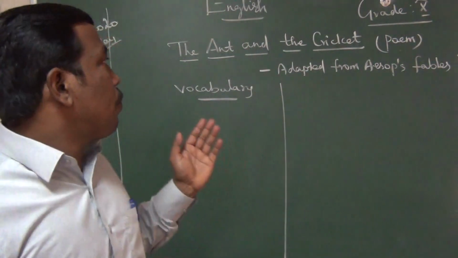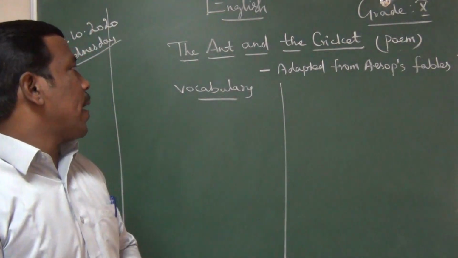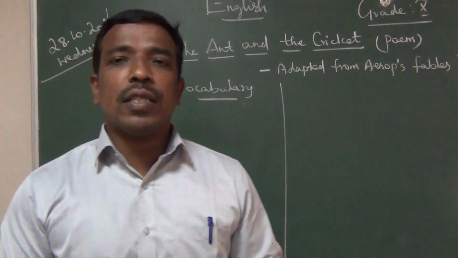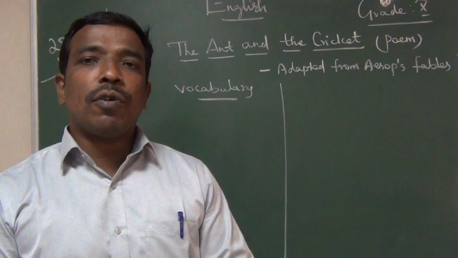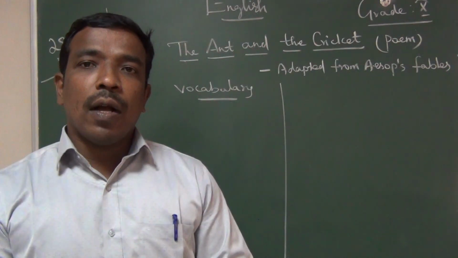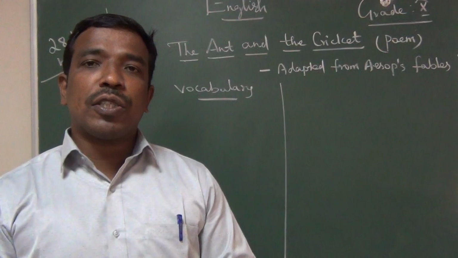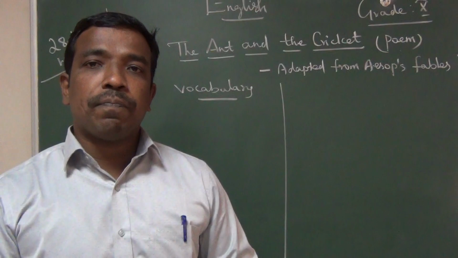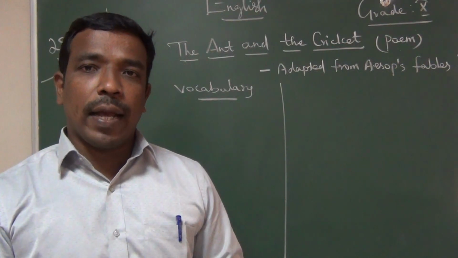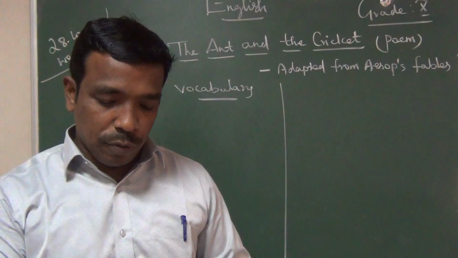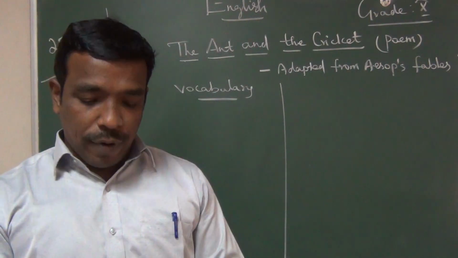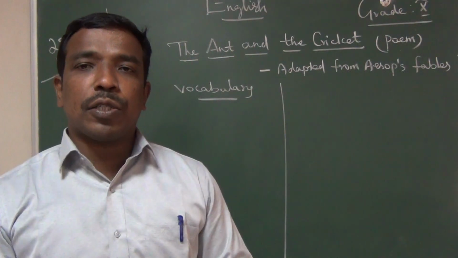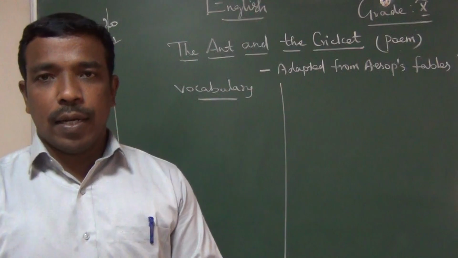Okay, so this poem, The Ant and the Cricket, is adapted from Aesop's Fables. Okay, who is this Aesop? Aesop belonged to ancient Greece, during the period of 620 and 564 BCE, before Common Era. We would say before Christ in olden days. He was a slave as well as a very good storyteller. He belonged to ancient Greece.